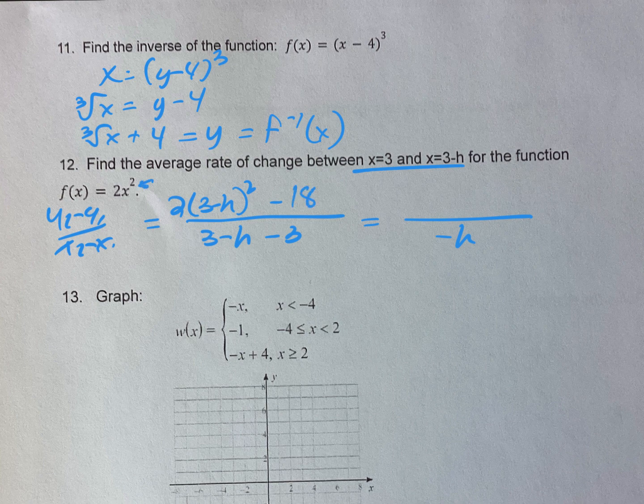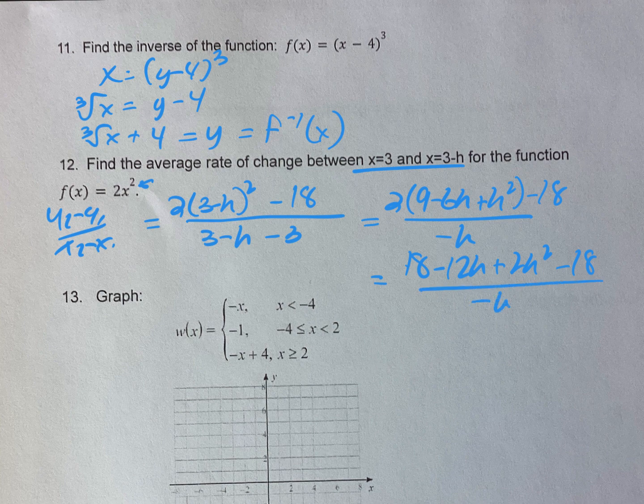So I'm going to do square, multiply double square. I got 2 times the square, minus 18. Watch what happens. If I distribute the 2, it's 18, minus 12h, and then plus 2h squared, minus 18, all over negative h. The 18's cancel. I get negative 12h plus 2h squared over negative h.